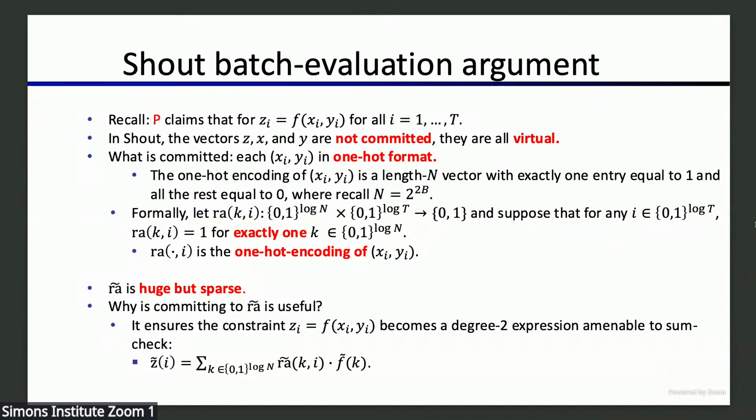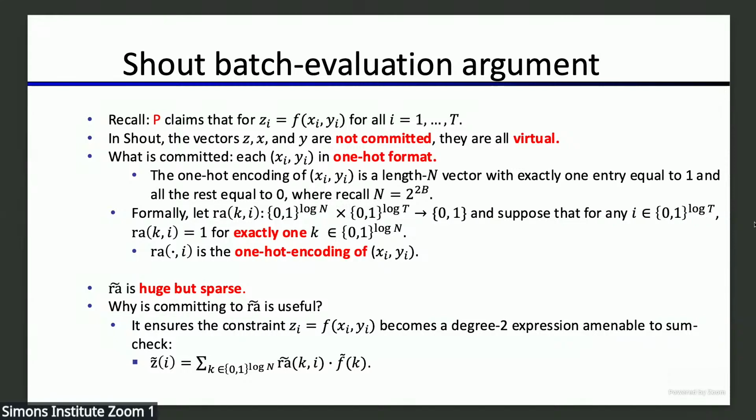The way I'm going to specify xi and yi when I commit is I'm going to have a vector of length 2 to the 64. And it's going to have exactly one 1, and the rest is 0. Okay. So this RA is for read address. I'm mixing the two views of batch evaluation or memory checking.